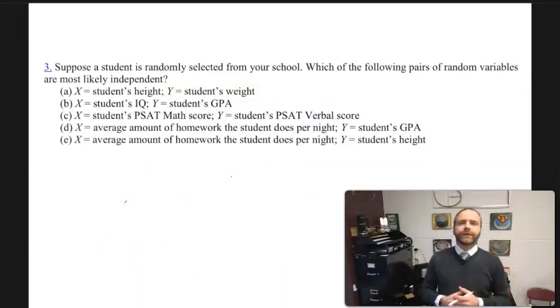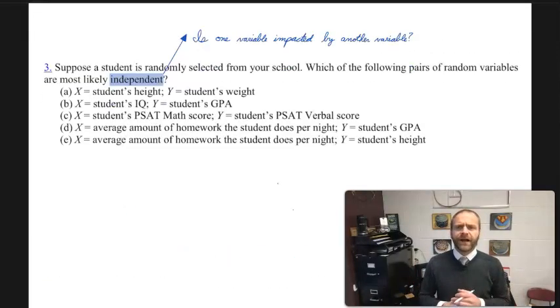So now in question 3, we're told, suppose a student is randomly selected from your school. I like how they're doing random selection. That might be important. Which of the following pairs of random variables are most likely independent? Okay, so independence, that's the key word here. Is one variable impacted by another variable? If the answer to that is yes, then it's not independent. If the answer to that is no, then hey, good news, it's independent, it's the one we're looking for.